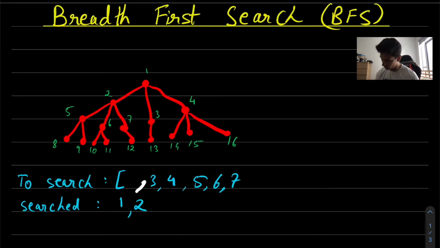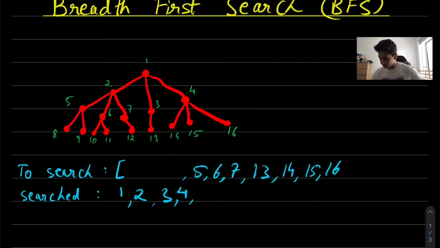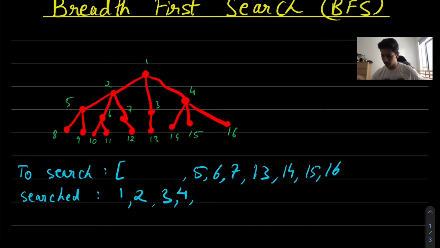Then we remove 3. We've searched 3 and we get 13. Then we search 4 and we get 14, 15, 16. We keep doing this all the way until our to-search queue is completely empty. Once it's completely empty, we've searched everything. I'm not going to go through the entire example just to save time. I feel like that gives a good enough idea of what breadth first search is.